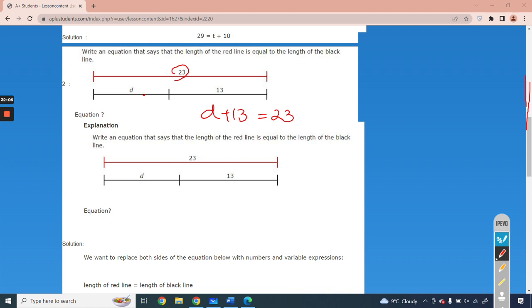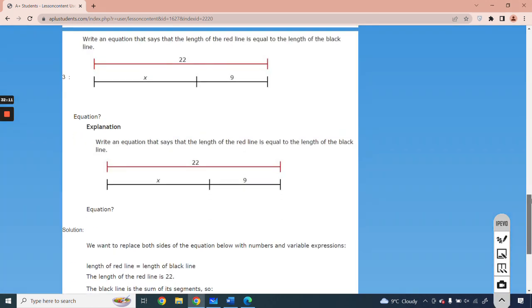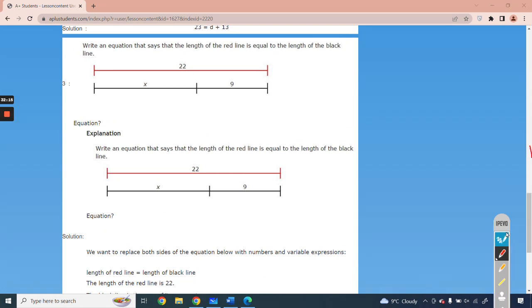Got it? Okay, just look at the next example. Write an equation that says the length of the red line is equal to the length of the black line. The length of the red line is 22. Got it? And the black line is divided into two parts. One of them is x, and the second one is 9. So the length of the black line would be x plus 9. Got it? And x plus 9 equals 22. That is the equation that says the length of the red line is equal to the length of the black line. Got it? x plus 9 equals 22.